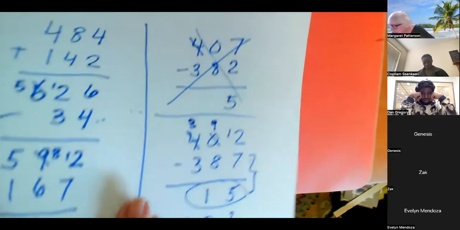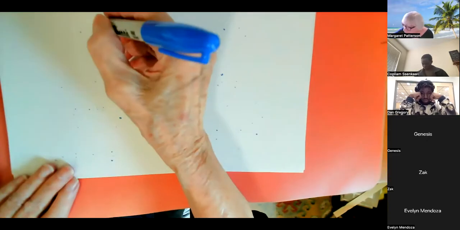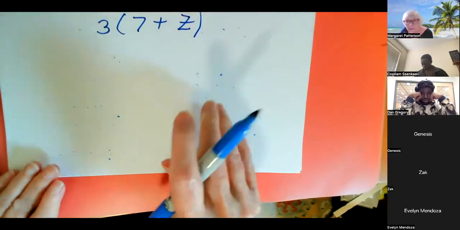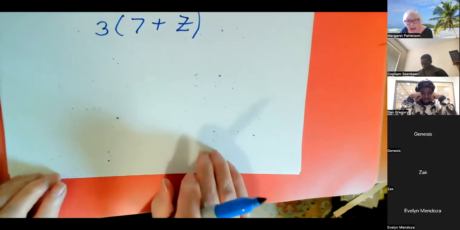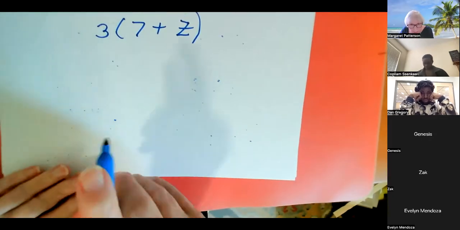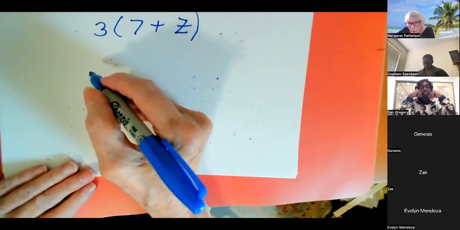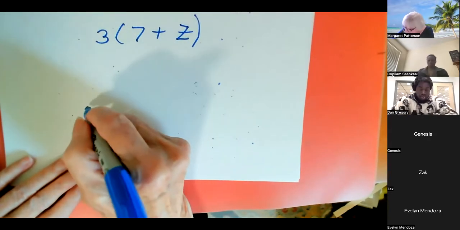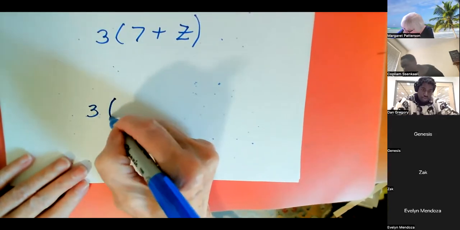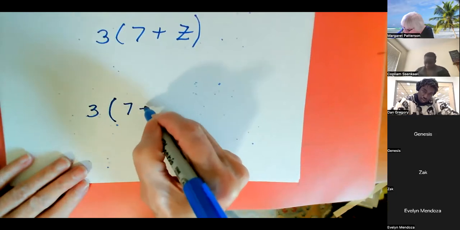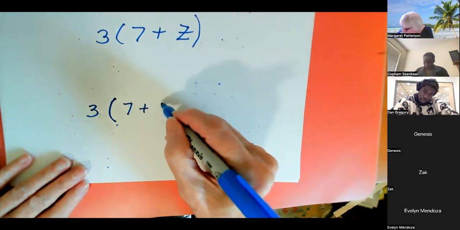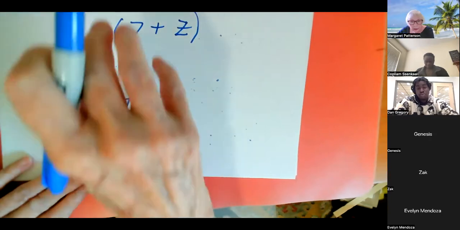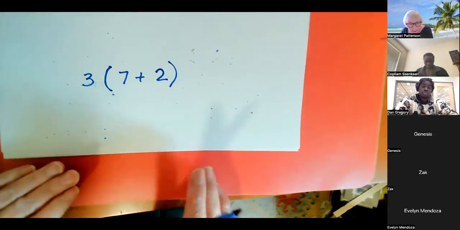Okay, good job. All right, and finally, the last one was this. Now, this is the distributive property. Now, I want to do a different problem and then show you why we do this. So if I had 3 parentheses 7 plus 2. Okay, so ignore this problem. I'll just move it out.